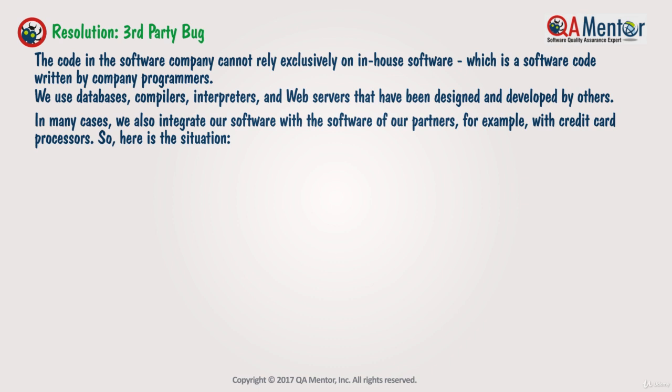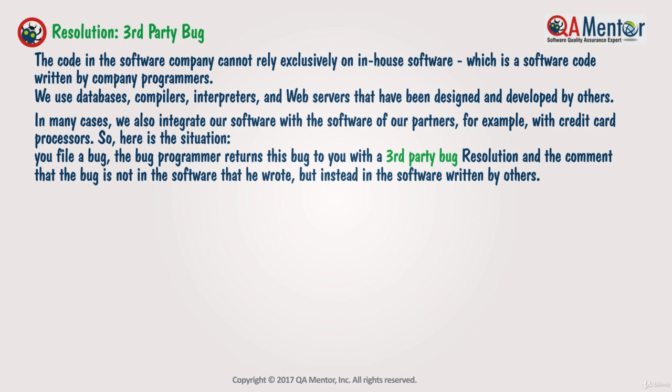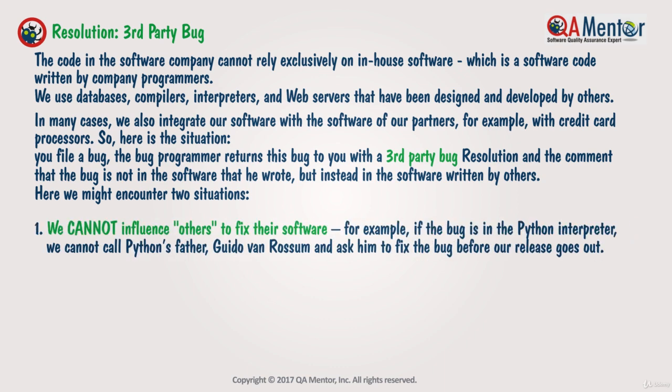So here is the situation. You file a bug. The programmer returns this bug to you with a third-party bug resolution and the comment that the bug is not in the software that he wrote, but instead in the software written by others. Here, we might encounter two situations. One, we cannot influence others to fix their software. For example, if the bug is in the Python interpreter, we cannot call Python's father, Guido van Rossum, and ask him to fix the bug before our release goes out. So the only way to fix the bug is to find some programming workaround.